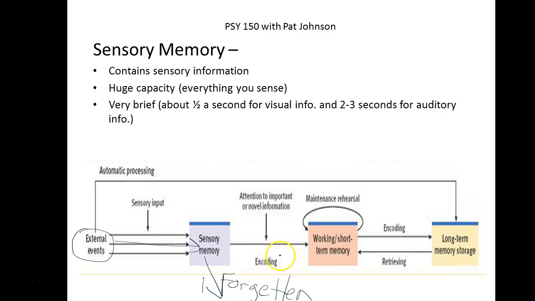The only way we can encode information into working or short-term memory is to pay attention. Okay, so we have to have attention to important or novel information. Most information is dumped from sensory memory. Imagine if you were going through life where everything you could sense was going further into your memory. That would be really difficult. But we do certainly want some of the information to go into our short-term memory. Now let's take a look at two scenarios.